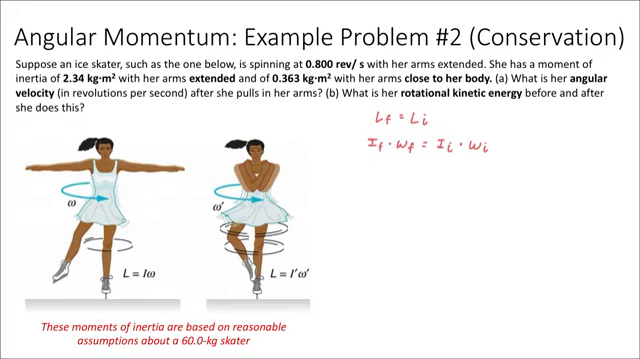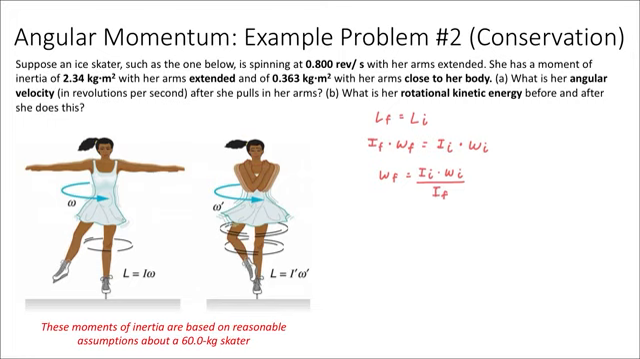I can now rearrange for omega final because that's what I'm solving for, right? Their angular velocity after they pull in their arms. So here omega final would be equal to the initial moment of inertia multiplied by the initial angular velocity divided by that final moment of inertia. And normally I would change my angular velocity to radians per second. However, in this problem, we've been given the angular velocity in revolutions per second, and we're asked for the angular velocity in revolutions per second. So there's no need to convert your units for angular velocity here.